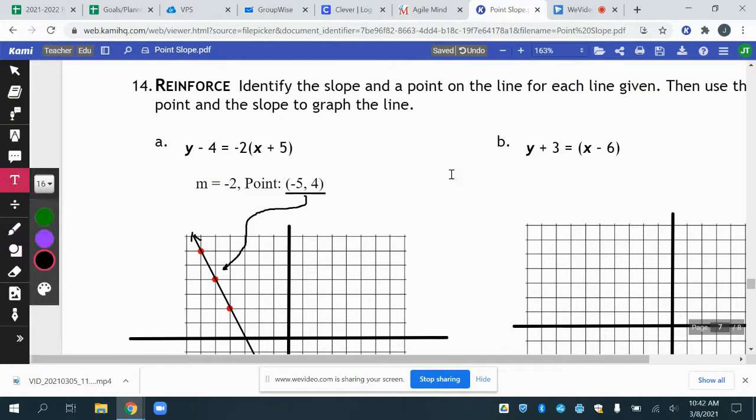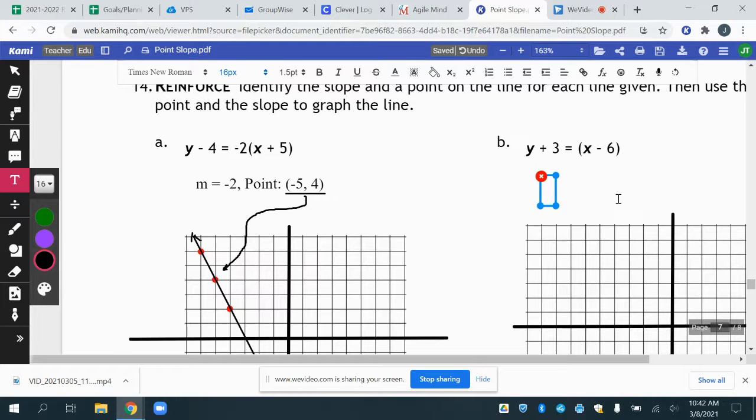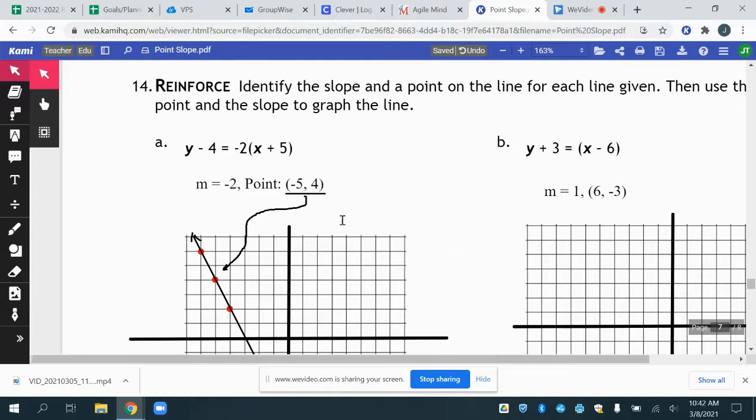I know it has the point. Oh gosh, it has a slope of 1. Because this is still in that form, it's just the number is not written here because it's 1. We don't write that number when it's 1. And it goes through the point 6, negative 3. So I'm going to graph the point 6, negative 3. I'm going to make sure it has a slope of 1, and we'll be done.